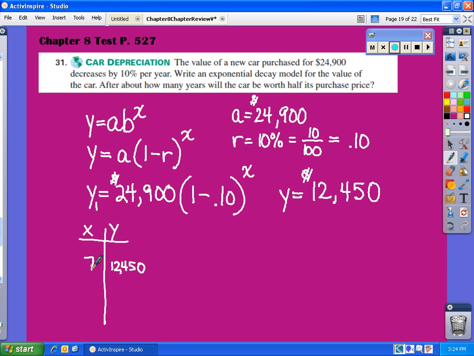Now, if you want the answer to be more exact than 7 years, this is less than 12,450, then what you could do is you could plug this number into y2, you would reset your window, and then you could look to see where these two graphically intersect, and use that to find out that x is equal to, in this case, 6.58 years.